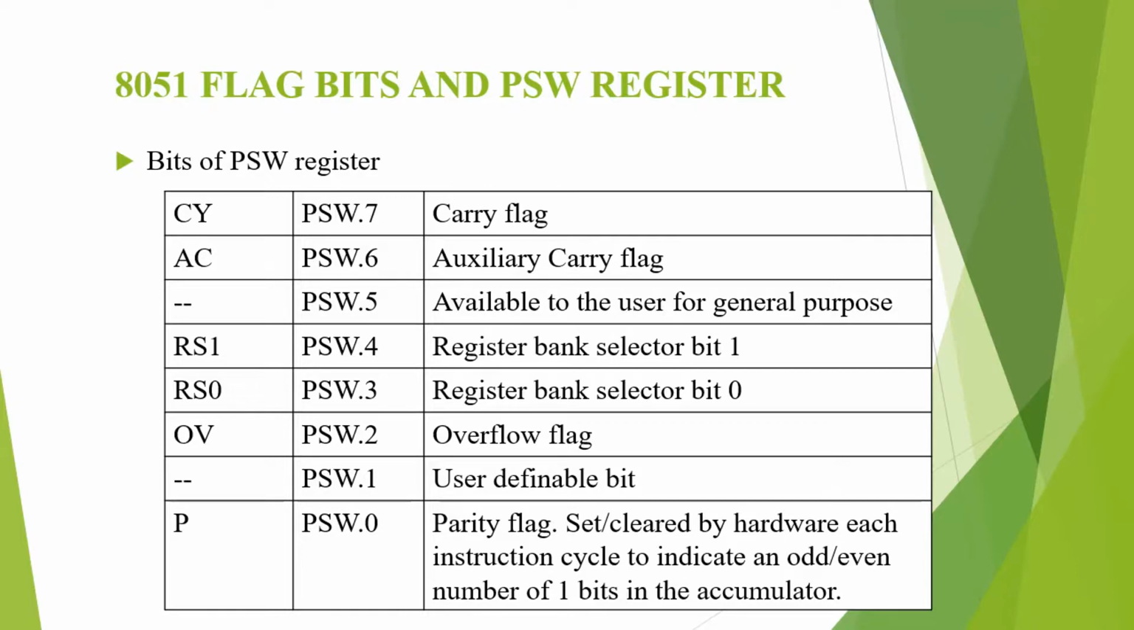RS1 and RS0, the register bank selector bits, are used to select among the 4 banks based on the combination of register bank selector bit 1 and bit 0, RS1 and RS0. Next, the overflow flag. It is set whenever the result of a signed number operation is too large, causing the high order bit to overflow into the sign bit. And PSW5 and PSW1, the unused bits, can be defined for general purpose use.